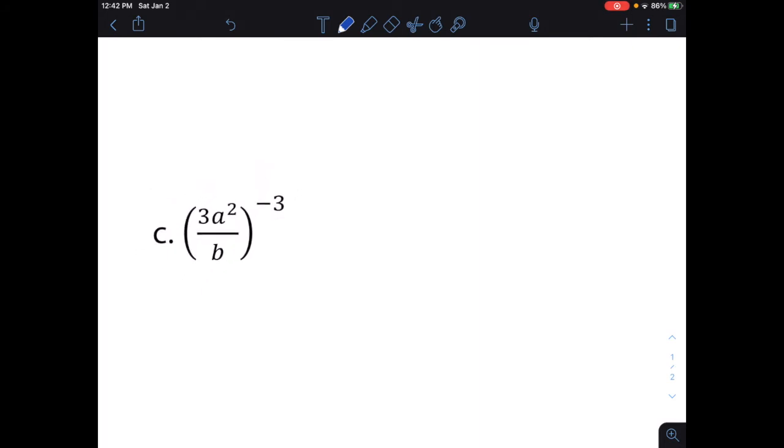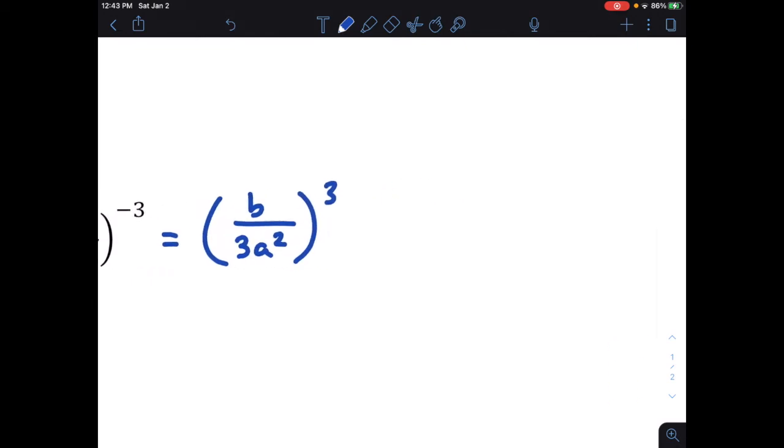All right, so with this one, my preferred method for doing this one, and I've talked about this already a little bit, is I'm going to apply the negative exponent rule first. So the negative means I need to flip these two things and just change that to positive. So I'm going to end up with b over 3a squared to the 3rd power. So the fraction just flips over, and I change the negative power to a positive power. And now I can apply the power rule.